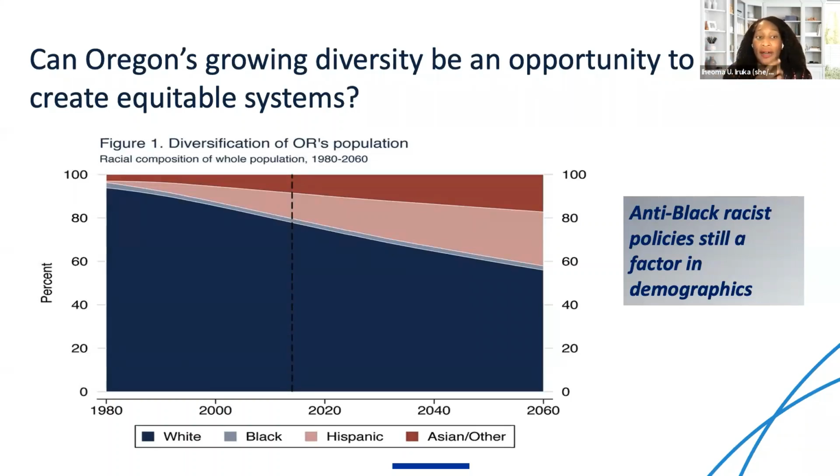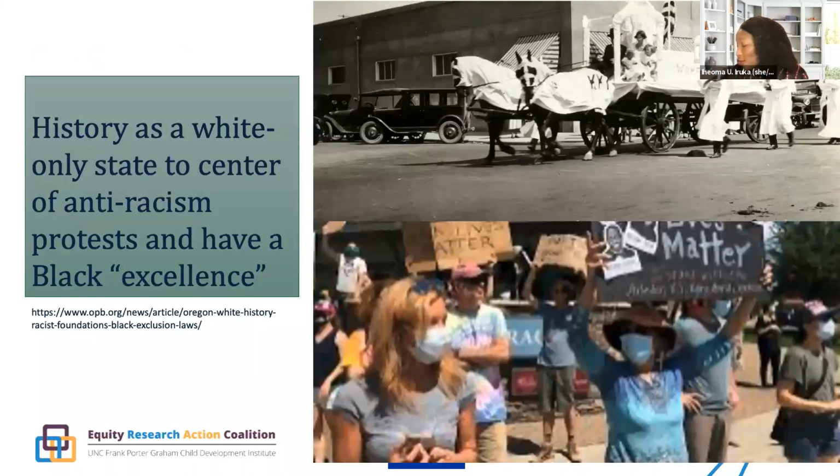I think even though you don't have the racial diversity, the economic diversity matters. And so is that an opportunity to create equitable systems? When I, personally from the East Coast, think about Oregon, I think of it first from the historical lens that it was the only state to enter the union as a white-only state. But it's also now the state where a lot of things around Black Lives Matter, a lot of racial injustice protests actually happen. So it's almost this dichotomy of what is Oregon?